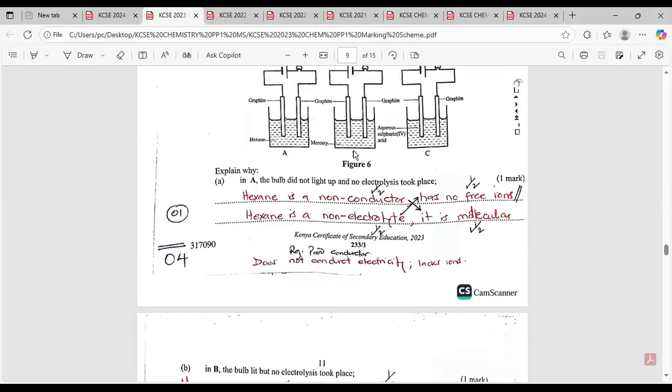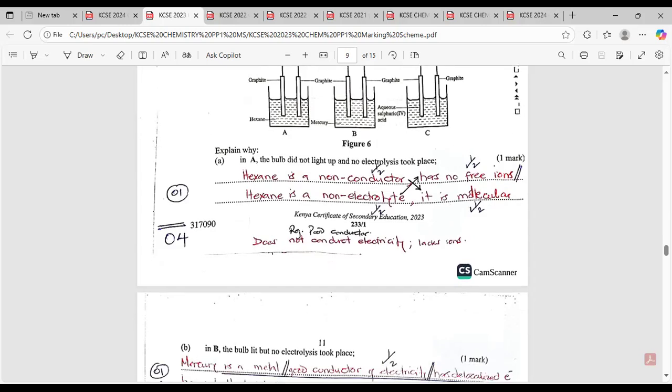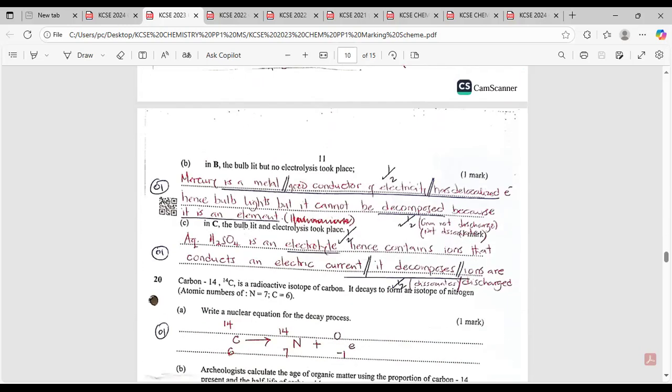Then if you have a look at C, it will become decomposed. C, electrolysis took place. This is because sulfuric acid contains mobile ions. Therefore, it is decomposed by the current.